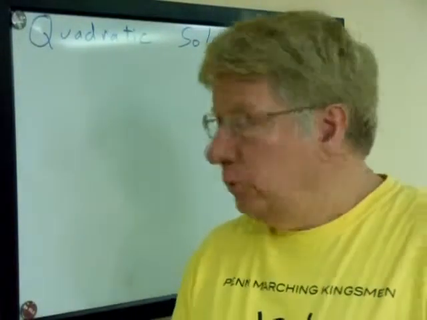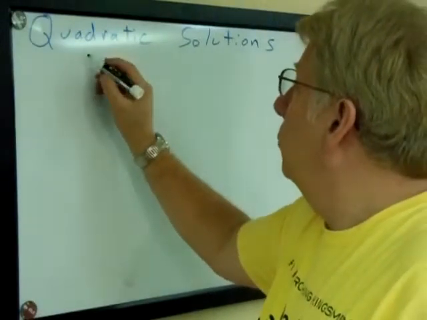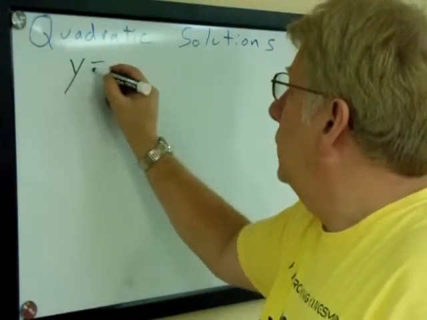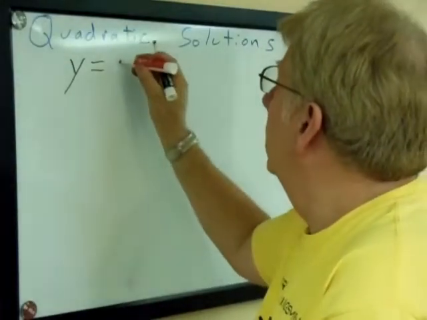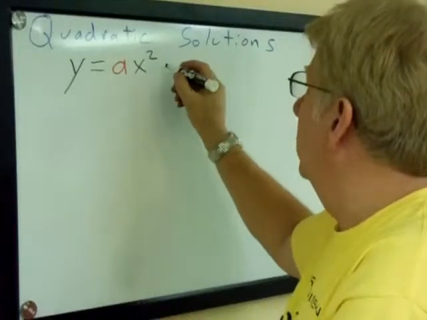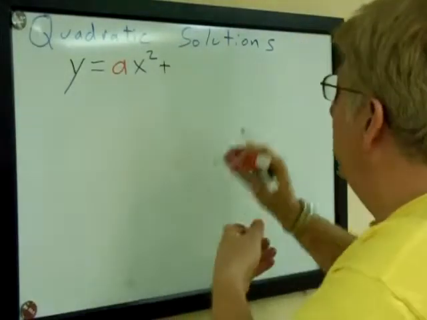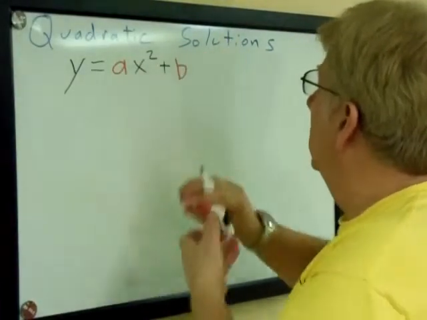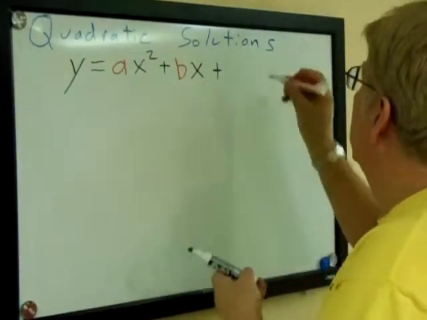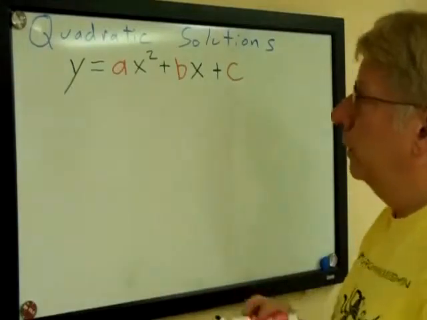In this first of our videos, we're going to be talking about quadratic solutions and an overview. To start off with, a quadratic equation looks like this. y equals ax squared, that's the x squared term, plus bx, the x term, plus the constant c.